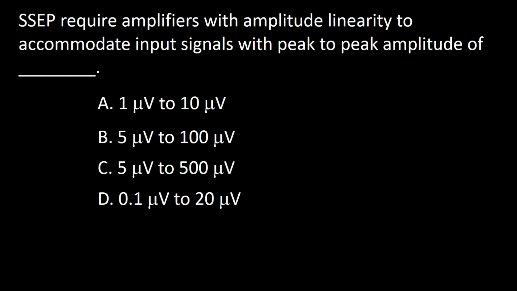Next question. Somatosensory evoked potentials require amplifiers with amplitude linearity to accommodate input signals with peak-to-peak amplitude of A. 1 microvolt to 10 microvolts, B. 5 microvolts to 100 microvolts, C. 5 microvolts to 500 microvolts, D. 0.1 microvolt to 20 microvolts.